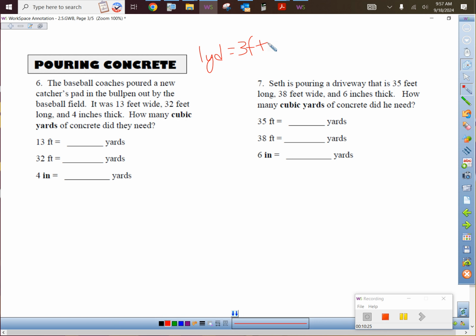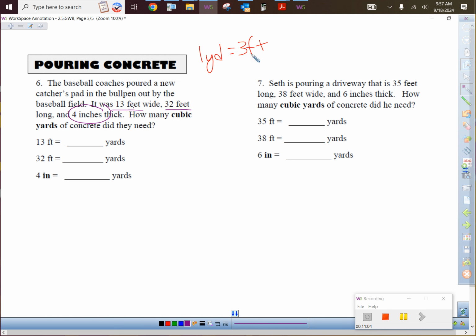Cool? So here's what we'll do. This is literally true also, because I'm a baseball coach. We poured some new catcher's pads down in the bullpen last winter. It was 13 feet wide, 32 feet long, and 4 inches thick. We'll deal with that in a second. All these different dimensions, right? So I had to calculate how much concrete we need to order. Well, I changed it all into yards first.